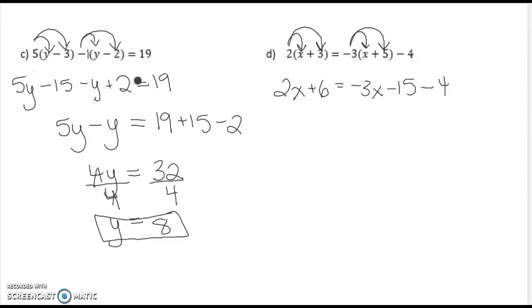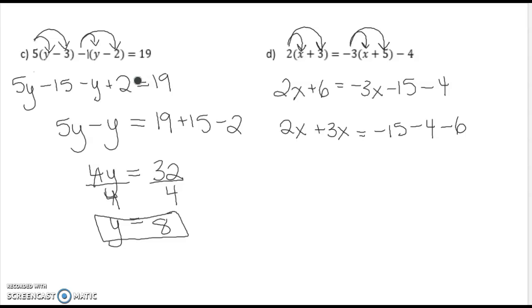Okay, so now we're going to collect like terms. So I'll keep my x's on the left. So 2x is here. And then I'm going to bring this -3x over, so it's going to turn to a positive 3x. And then put my equal sign because there's no more x's. And then over here I still have -15 and -4. And then I bring this +6 over and it turns to a -6.